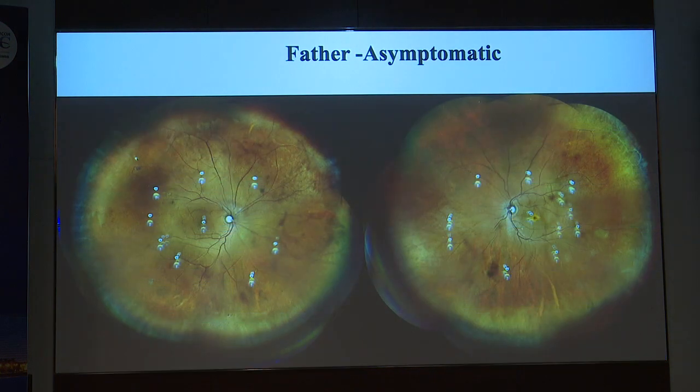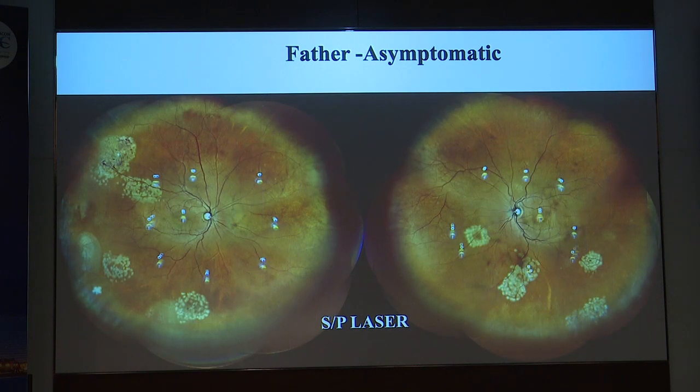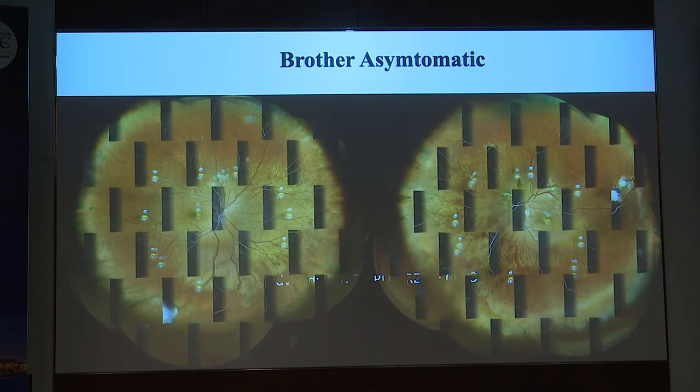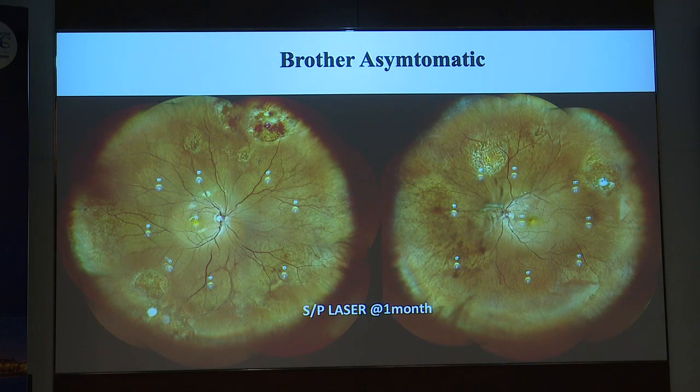We went to the father. We asked him to get a wide field angiogram and see that case. Multiple angiomas in the periphery. We asked her brother to come to us. Again, he was asymptomatic, and see the large angiomas which you could pick up. This is what it helps you with. So this is the brother, asymptomatic, post laser now.